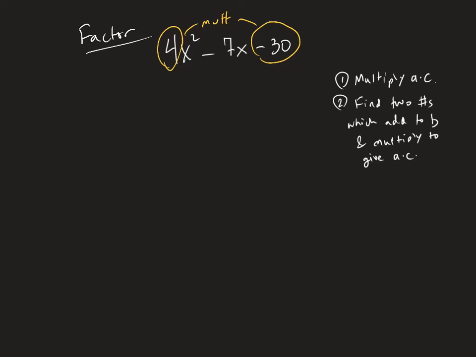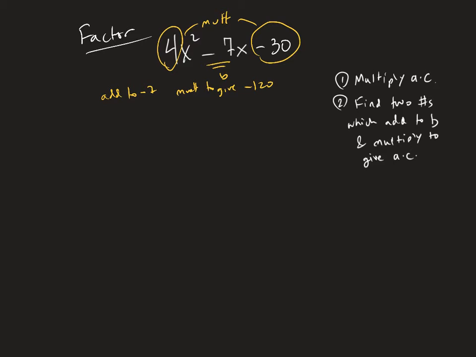So then I want to find two numbers which add to b, which is negative 7, and multiply to give me a times c. Now, sometimes the number you're trying to find gives you a really big product, and so you have a lot of options. So I wanted to show you something called following the sums that will help you hone in on what the right pair of factors is that you're trying to find.